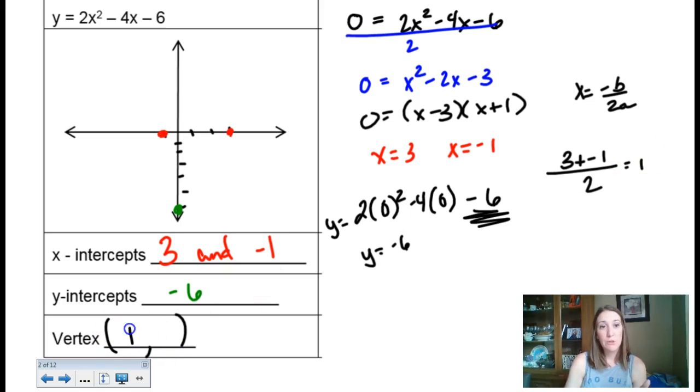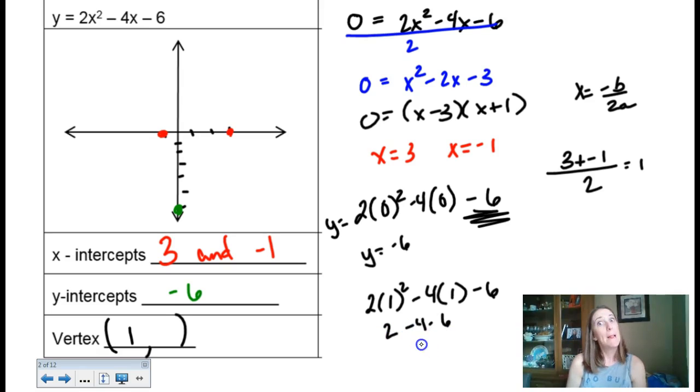It would have given you x equals 1 regardless of which formula you used, but I was kind of working with what I had. And then to find the corresponding y value for the vertex, you would have to substitute the 1 into the function. So 2 times 1 squared minus 4 times 1 minus 6. That would be a 2 minus 4 minus 6, negative 8. So our vertex is down here at 1, negative 8, somewhere here.